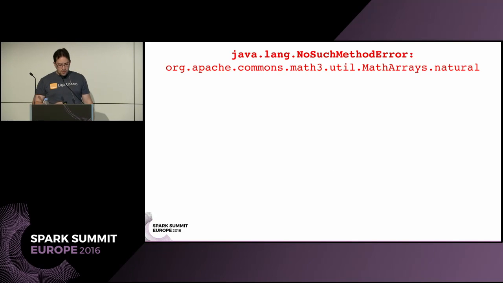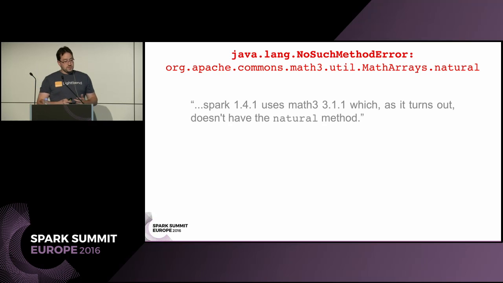So the more specific case here is we had somebody come in and say that they were running into an error on the mathArrays.natural method. And specifically, the quote from them is Spark. The thing that we found out was Spark 1.4.1. So this does date it a little bit, but it's still relevant across many versions, because this one may have been fixed, but you could run into it in the future. So in Spark 1.4.1, it uses math3 3.1.1, which, as it turns out, doesn't have the natural method.